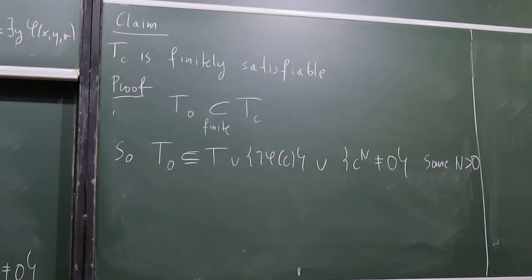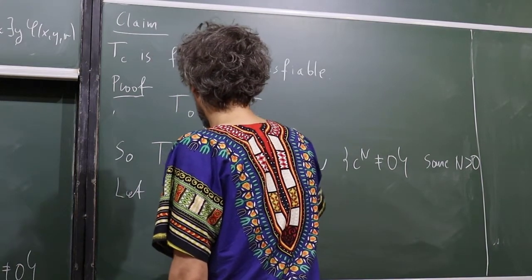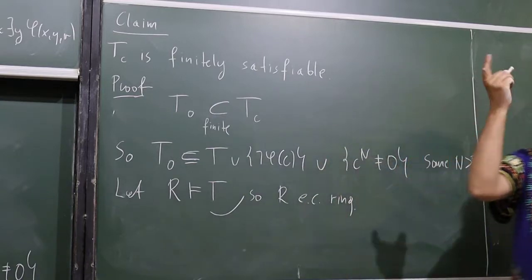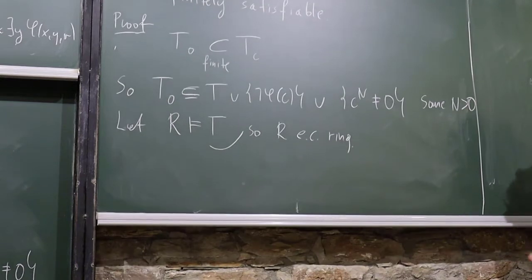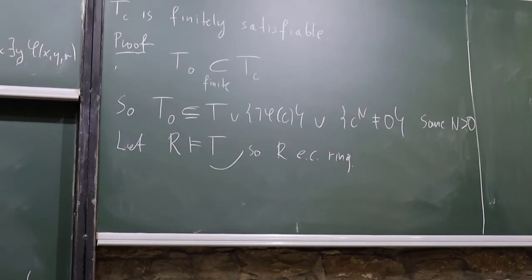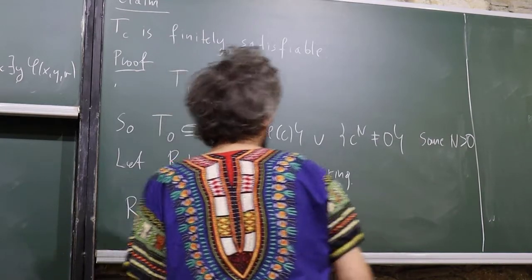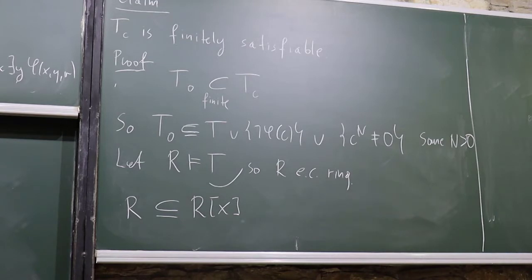So actually, any existentially closed ring can be a model of this T0. So let R be a model of T, so R is an existentially closed ring. And again, you can find, okay, so look at the extension R[x], nilpotent. Okay, this one.